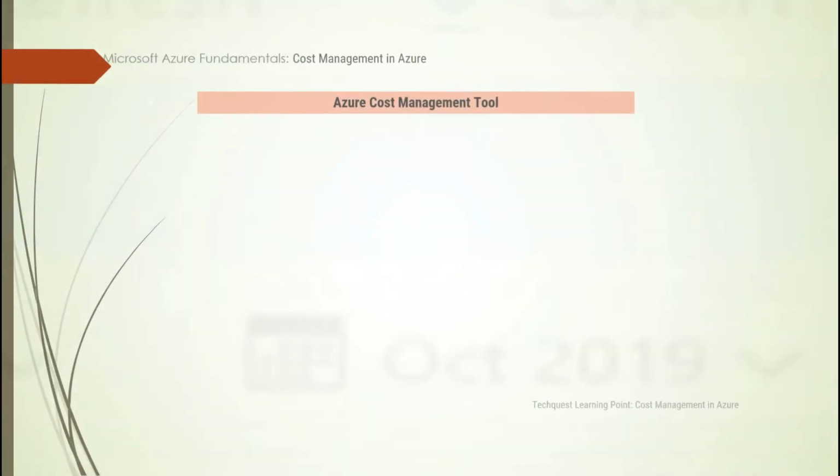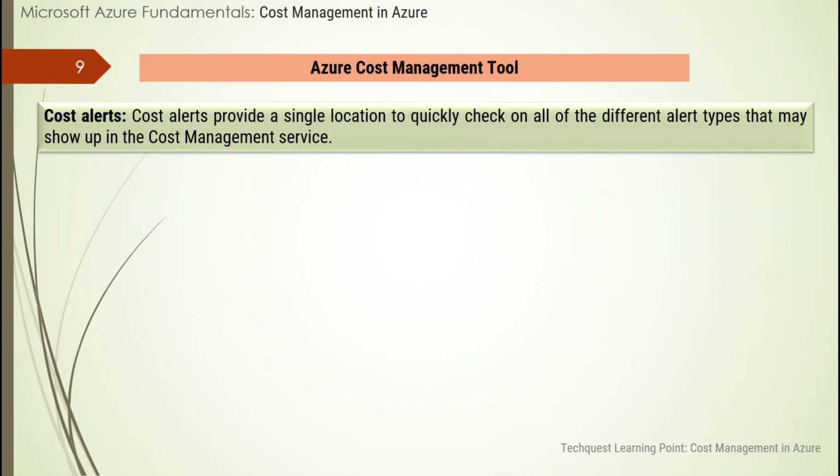Cost alert. Cost alerts provide a single location to quickly check on all of the different alert types that may show up in the cost management service. The three types of alerts that may show up are budget alerts, credit alerts, and department spending quota alerts.